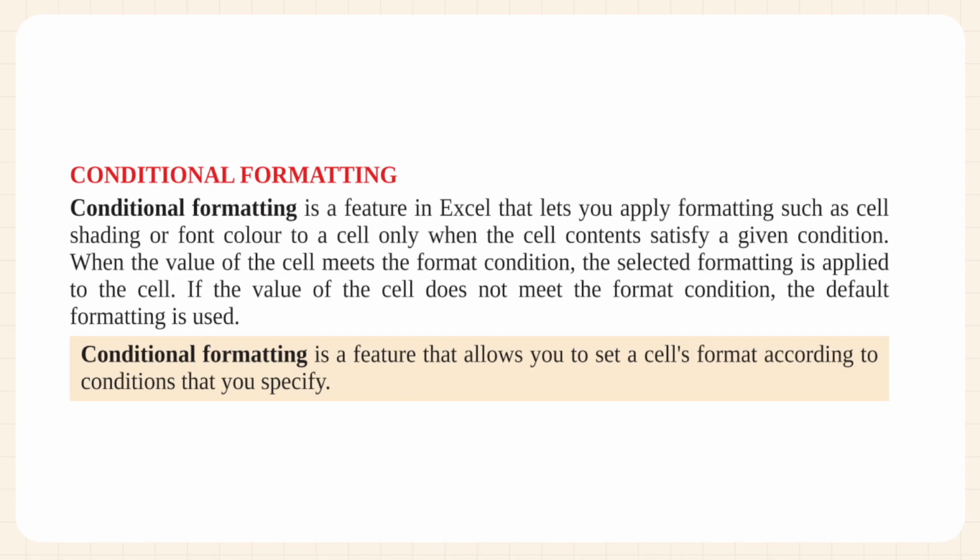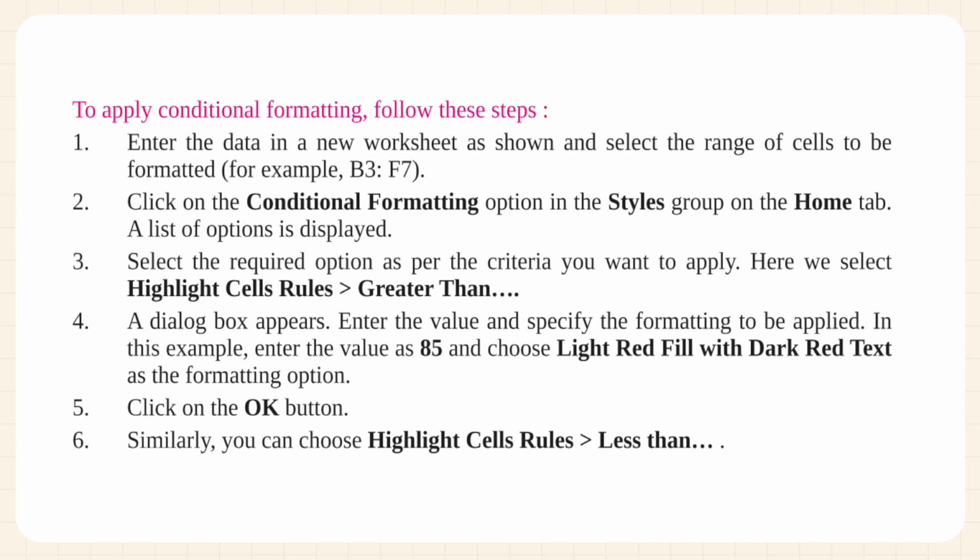Conditional Formatting. Conditional formatting is a feature in Excel that lets you apply formatting such as cell shading or font color to a cell only when the cell contents satisfy a given condition. When the value of the cell meets the format condition, the selected formatting is applied to the cell. If the value of the cell does not meet the format condition, the default formatting is used. To apply conditional formatting, follow these steps.